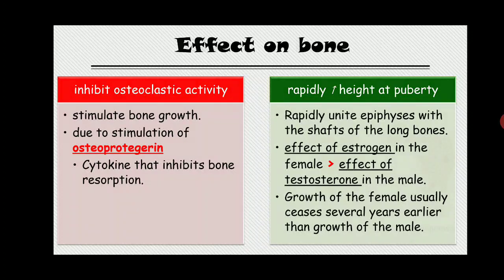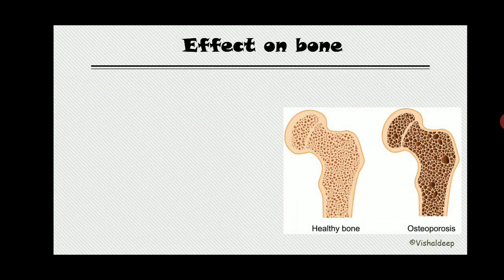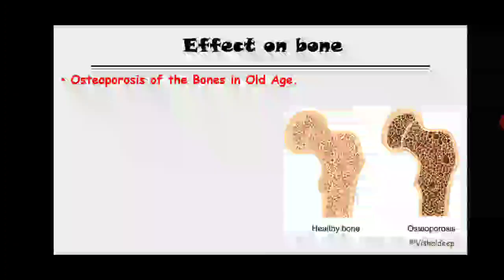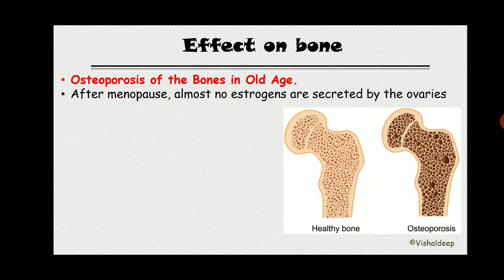Second thing is that it prevents osteoporosis. So osteoporosis is basically present in old age, after the menopause. After the menopause, almost no estrogen is secreted by the ovaries, so all the effects of estrogen that we listed in our earlier slide are reversed.